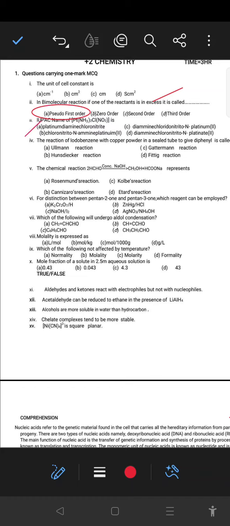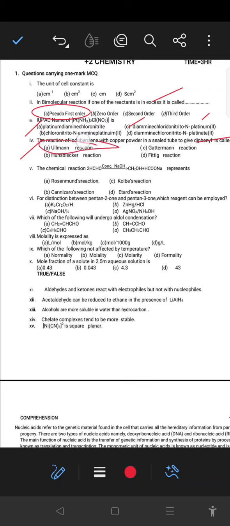The IUPAC name of this compound is option C, that is diamminechloridonitritoplatinum(II), is the right answer. So option C is the right answer. Next, the reaction of iodobenzene with copper powder in a sealed tube will give diphenyl. This is also a named reaction, that is the Ullmann reaction.